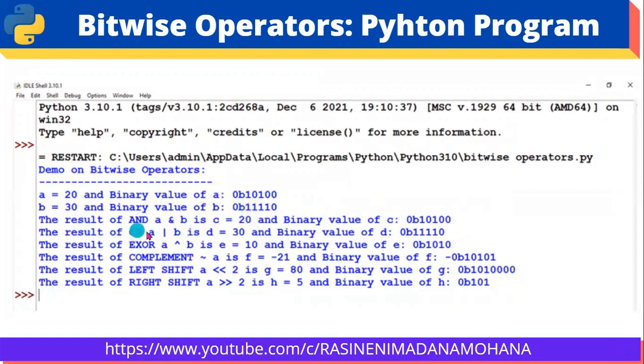Then the result of the AND operator, A and B, is stored in C. C equal to 20 and 30. As we calculated theoretically, here you will get the final value 20. So its binary value is this one. Theoretically, whatever we calculated, this is the binary value. After converting into decimal, this value is displayed in Python directly.